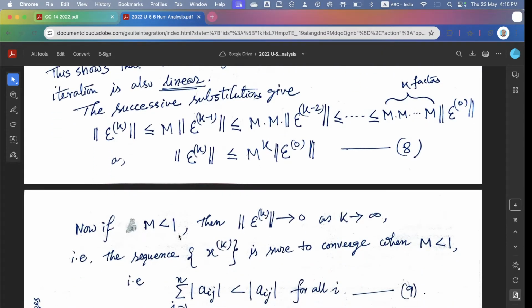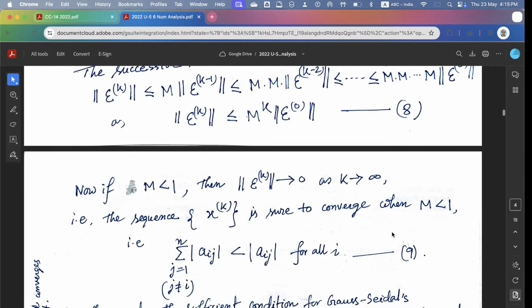Now, if m is less than 1, then the norm of epsilon k tends to 0 as k tends to infinity. So this m to the power k tends to 0, since m is less than 1. So m to the power k tends to 0 as k tends to infinity. The sequence xk is sure to converge when m is less than 1.